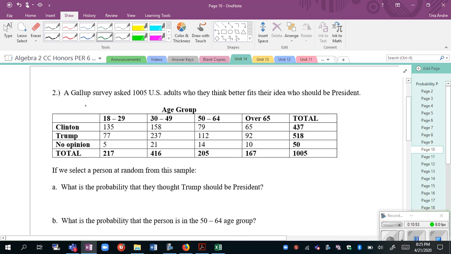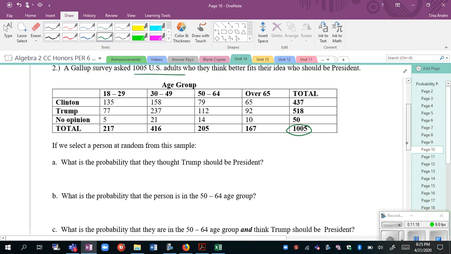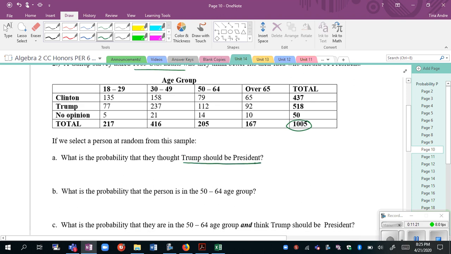So let's go ahead. We have this survey that asked 1,005 US adults. Again, notice that number here matches the total number of adults surveyed, who think, who they think better fits their idea of who should be president. This is an older survey, but what is the probability that they thought Trump should be president? This is out of the people that were surveyed. So out of the 1,005 people, how many of them thought Trump? Well, we go to the Trump total, all age groups here. We had 518. And that's it. I'll just leave it like that.